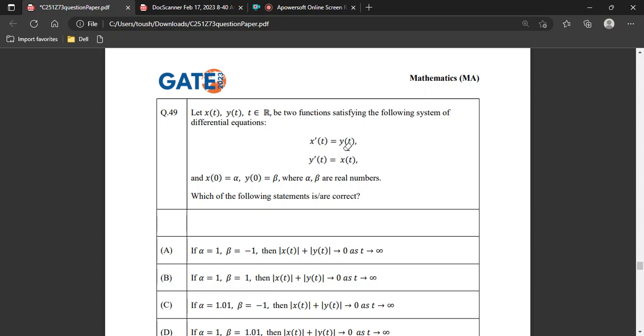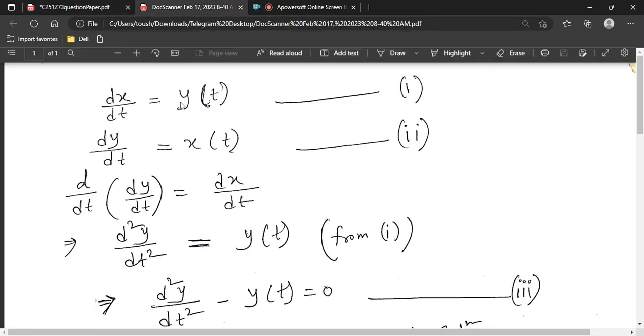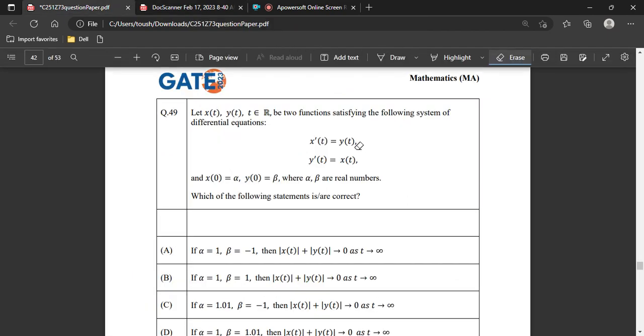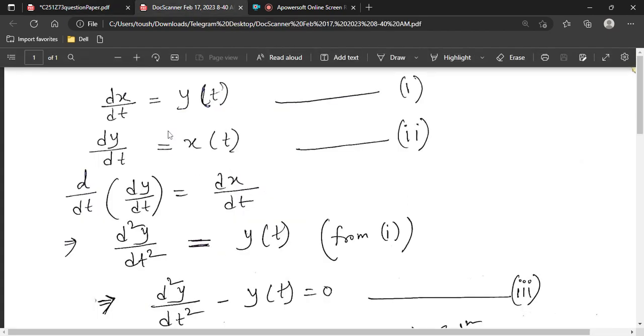So first, let's write this in our known form, like x' equal to dx/dt and y' equal to dy/dt, right? So x' is given as y(t). So write this as dx/dt = y(t) and dy/dt = x(t). Now differentiate any one of the equations again. Okay, so I differentiate the second equation again with respect to t.